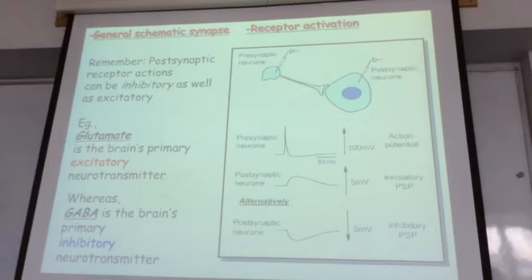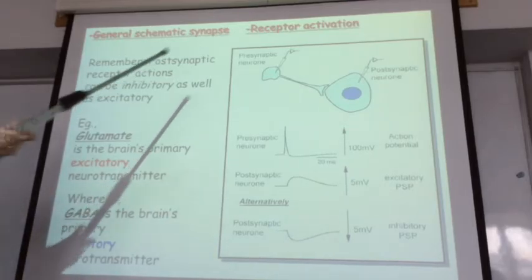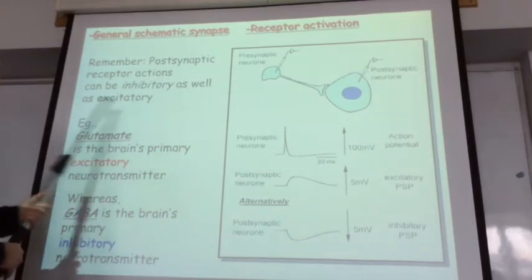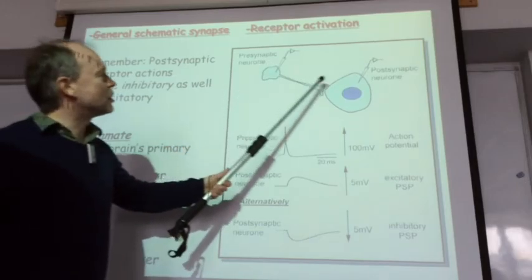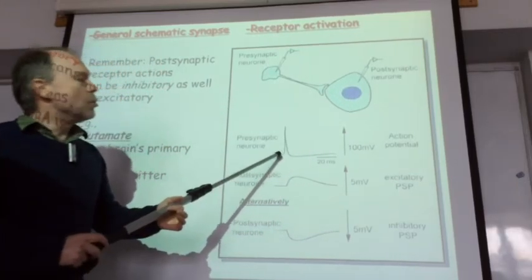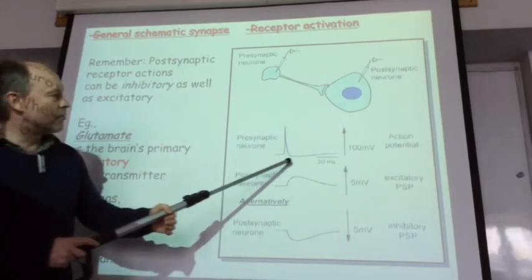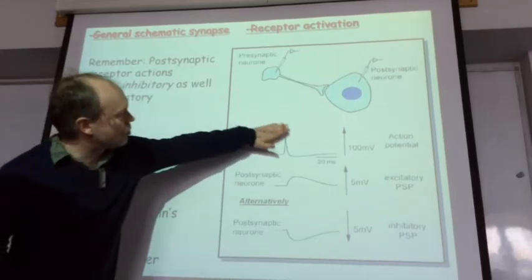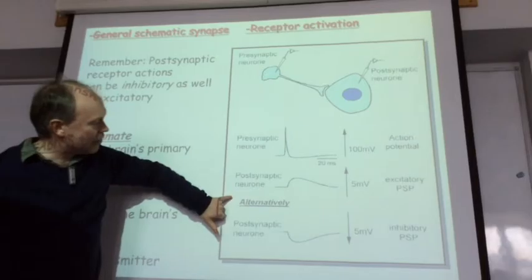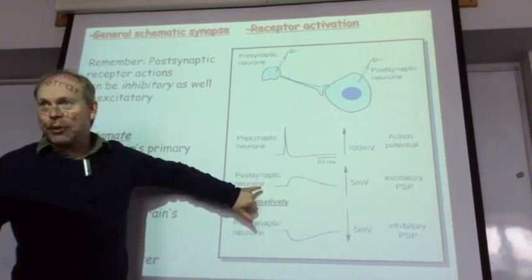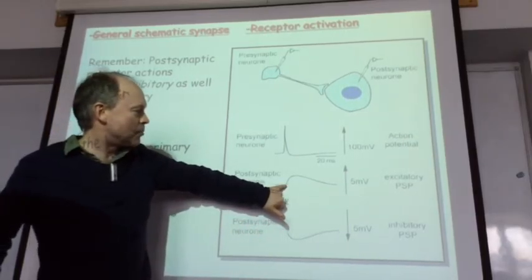But at a synapse in the central nervous system, this is showing a presynaptic neuron and a postsynaptic neuron, you can either have excitatory or inhibitory neurotransmitters. So in this case, this is the presynaptic neuron and an action potential arriving. And this shows what everyone is anticipating would happen at the postsynaptic: a small depolarization. If it's big enough, it'll cause an action potential.